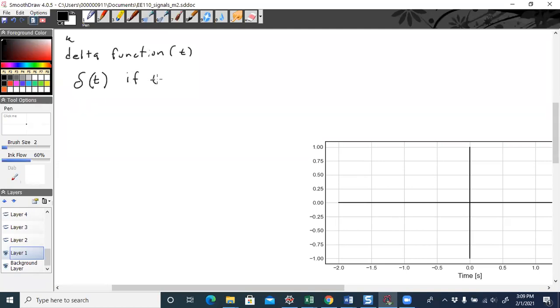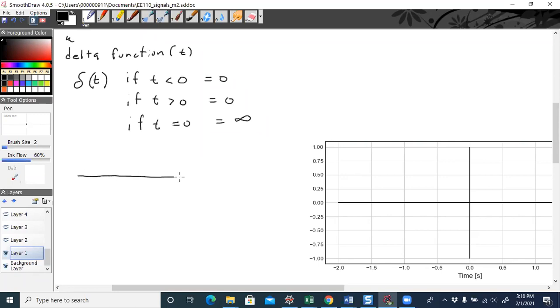if t is less than 0, it equals 0. If t is greater than 0, it equals 0. And if t equals 0, it equals infinity.